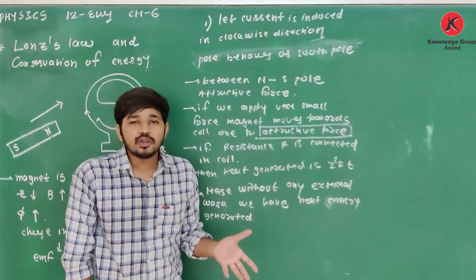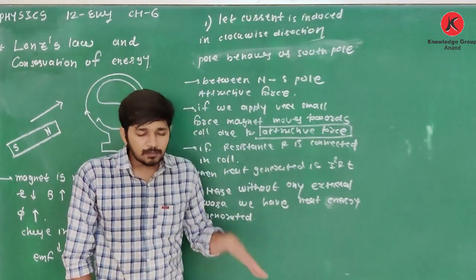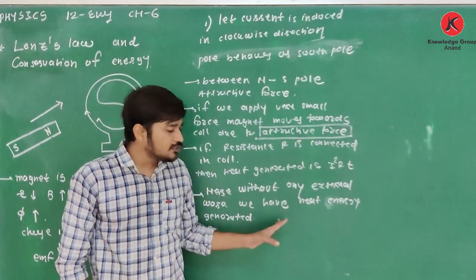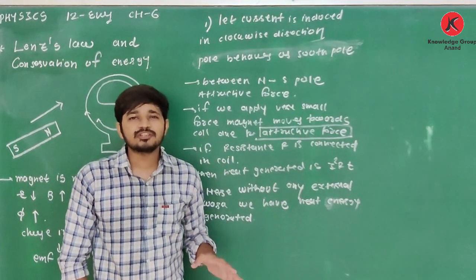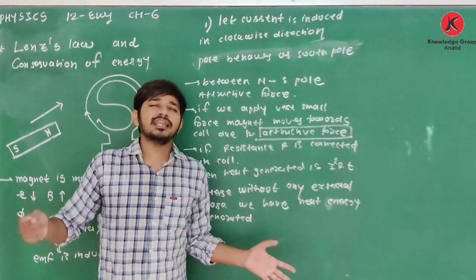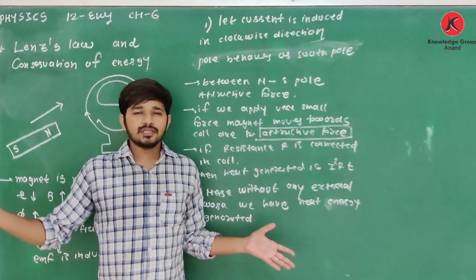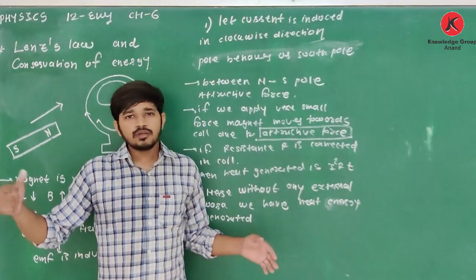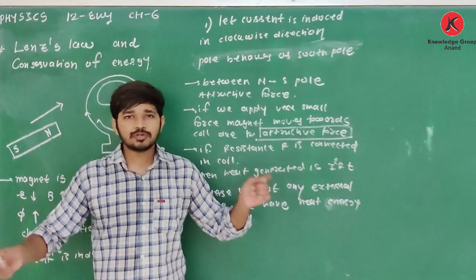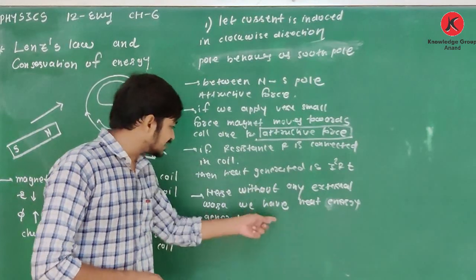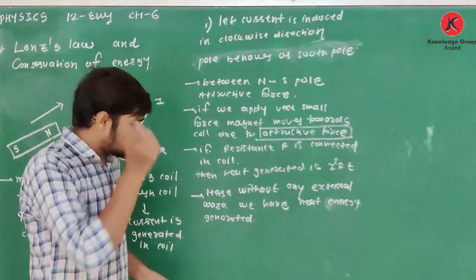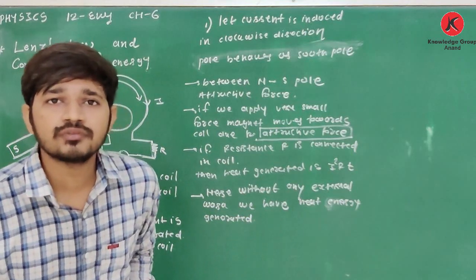It means you can make a number of instruments in which, without any work, you will get energy. Simple. Without any work we would have to produce energy. So it is a violation of the law of conservation of energy.